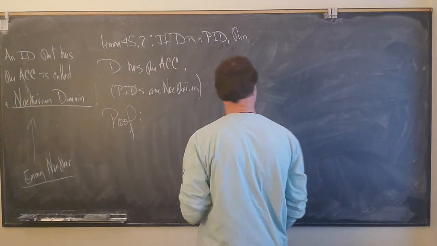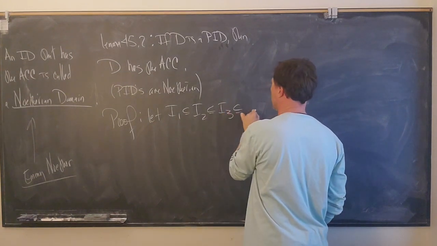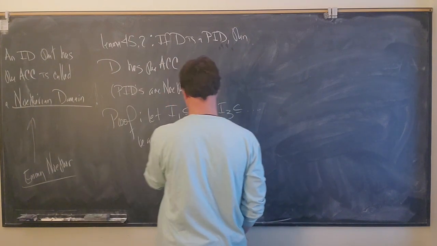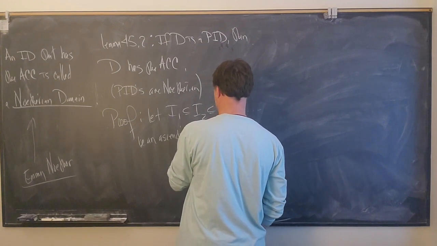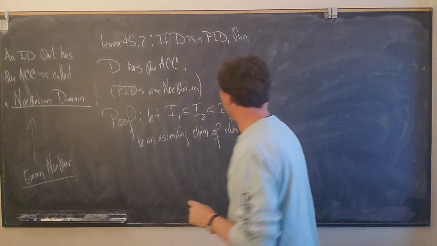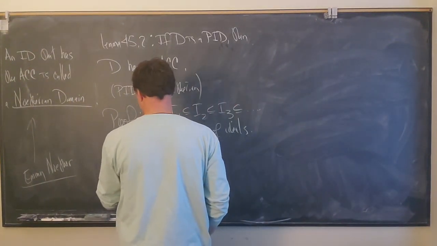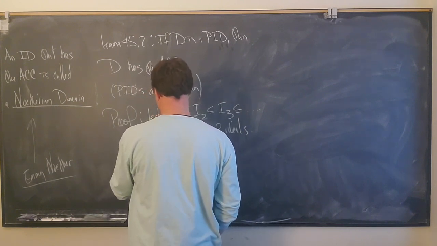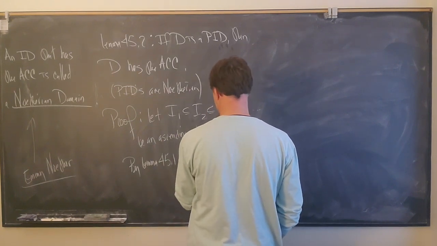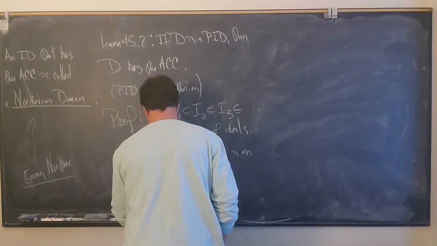And so for the proof, okay, let's start off with an ascending chain. Let I1 contain I2 contain I3, blah, blah, blah, be an ascending chain of ideals. Now, one thing we know by our previous lemma, lemma 45.1, is that the union of these ideals is an ideal. Let's call it capital I, which is the union n equals 1 to infinity of I sub n, is an ideal of capital D.